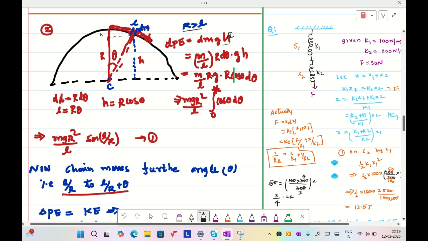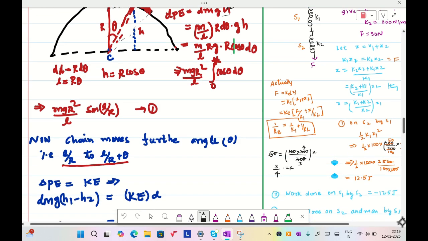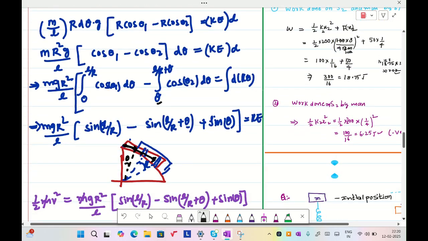And here if you see the dl limits, 0 to l by r means theta 0 to theta, that is equal to theta means this one initial. The total is theta. So theta from 0 to theta, that is equal to l by r. Theta is replaced by l by r. So now the chain is further moving. Further angle theta is moved. So in the diagram below I have shown that theta is moved further angle. Initially dm is here. So now it has moved a further angle theta. Then what is the potential energy initially? Then after that, by finding the velocity we can find out the normal acceleration. The derivative will give the tangential acceleration.